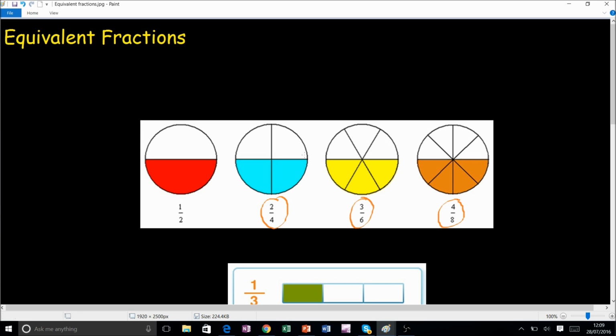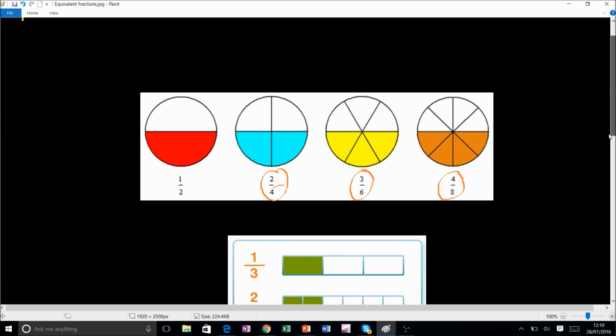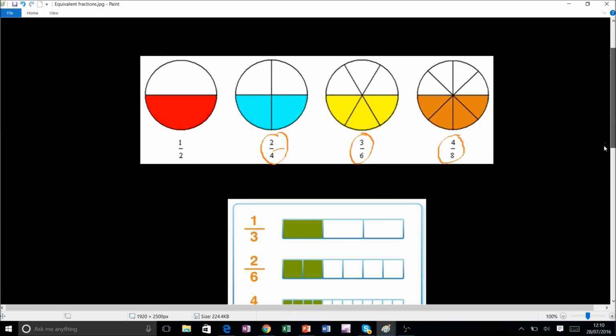Now, if you look at them shaded in a diagram, you can see that they are all half. Yes, they have different numerators and denominators, but they still represent the same value, which is half. They're all equivalent fractions. They have the same value, but they look different. That in essence is what an equivalent fraction is.